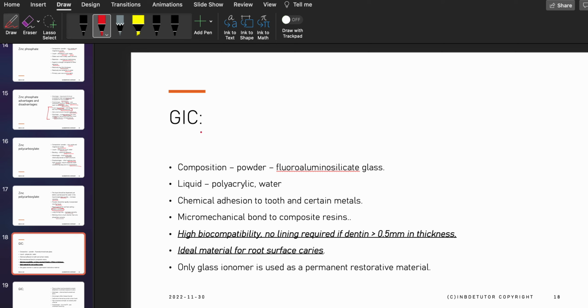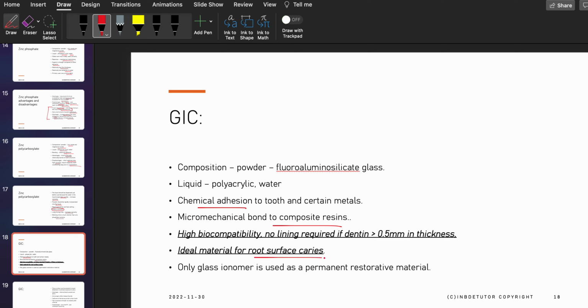Moving ahead, let's talk about GIC. Composition: the powder is fluoroaluminosilicate glass, the liquid is polyacrylic acid and water. So it also binds chemically to the tooth and certain metals, and it has a micromechanical bond to the composite resins. That's why we know about the sandwich technique that is used in class 5 restorations, because it has a good micromechanical bond with the composite. It has a high biocompatibility, and no lining is required if there is more than 0.5 millimeter of dentine remaining.